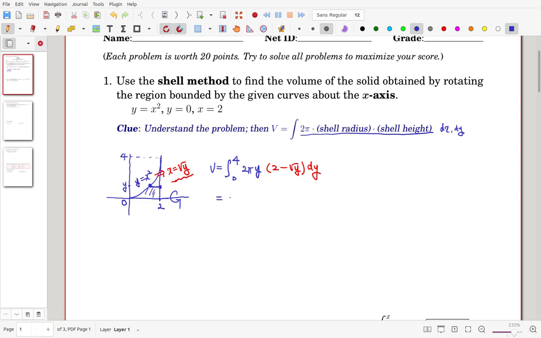So from here it's a simple 2 pi times the integral from 0 to 4 of 2y minus y times square root of y, that is y to the 3 over 2, dy. That is the same as 2 pi times the antiderivative: y squared minus 2 over 5 y to the 5 over 2, evaluated from 0 to 4. Now you can finish the computation yourself.